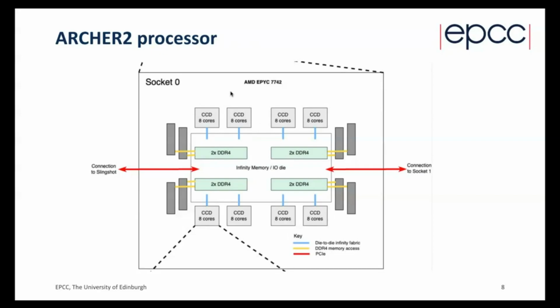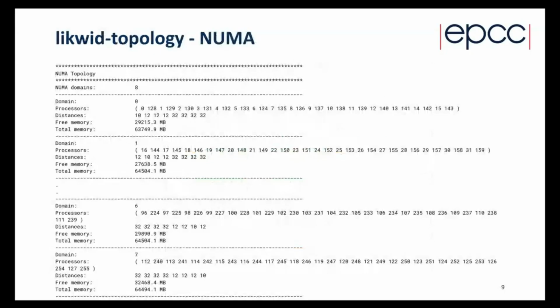So that is reflected in the topological information given to us by running Liquid topology in terms of what it tells us about the NUMA domain breakdown. It tells us there are 8 NUMA domains in total, and I've shown the first and the second and the final 2 here. So it shows us explicitly how it considers the core numbering within these NUMA domains, which is a useful reference.